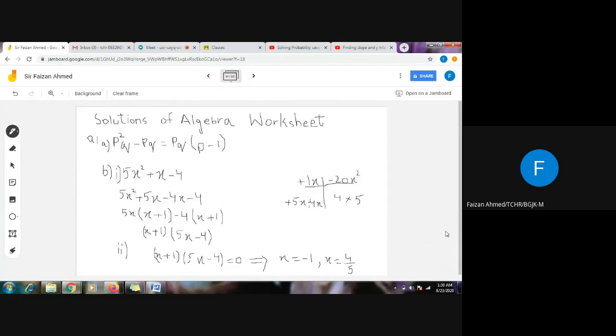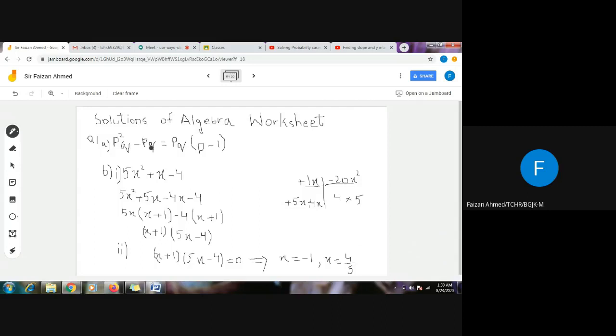We have 6 questions on that worksheet, and in all questions we have to factorize. Those questions are from your past papers, your Cambridge examinations, and we have to factorize them all. So moving on with the first part. The first part is p square q minus pq, and the question is we have to factorize it completely.